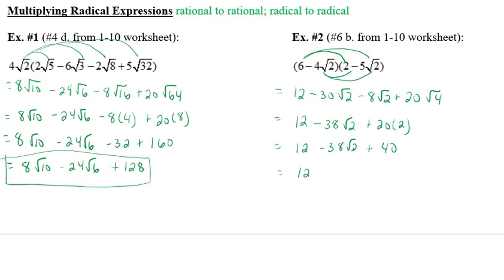And then my last step, I want to combine my 12 and my 40. So 12 plus 40 gives me 52 minus 38 root 2. I have no more terms that I can simplify. I have no like terms I can get together. I am done.